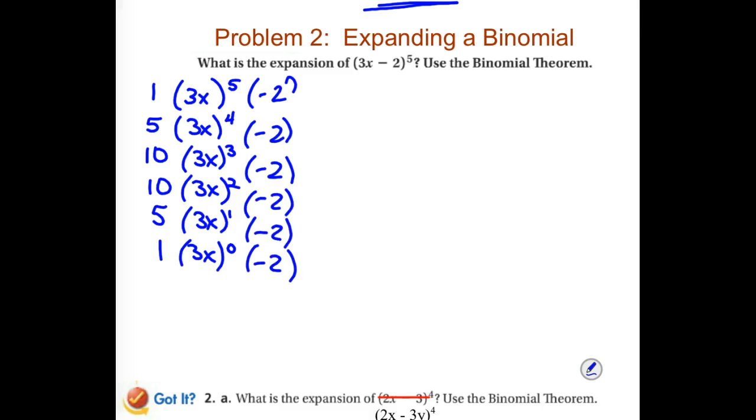All right, and we're going to raise it to what power first? 0, and then 1, 2, 3, 4, 5. So this is the first step. Just get everything set up. Then we're going to take each row and figure out what that simplifies down to.